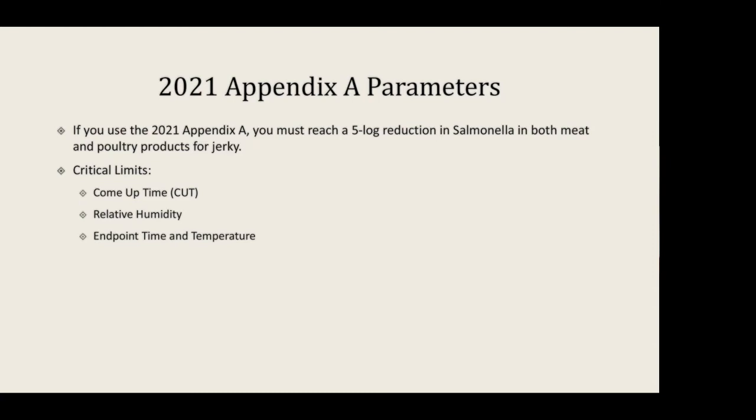Okay, so if you use the 2021 Appendix A, you must reach a 5 log reduction in Salmonella in both meat and poultry products for jerky, since it is a shelf-stable product. The critical parameters are come-up time, relative humidity, and endpoint time and temperature.